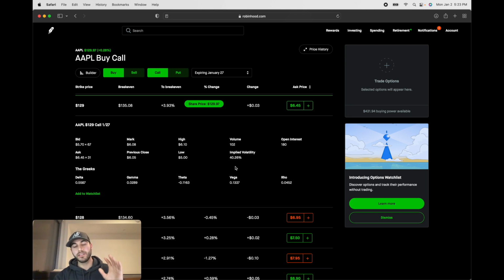You want to buy contracts that have less than 50% in implied volatility percentage. If you buy contracts that have a 100 or 120% implied volatility percentage, you are likely paying too much for that premium. And that usually happens right before a major announcement or an earnings statement for a stock.